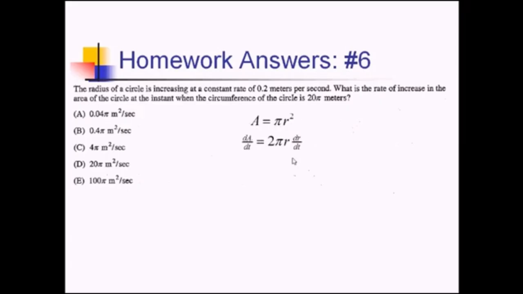And we need to be able to, again, solve for dA/dt. So that means we need to have some way of representing r and dr/dt. So what did they give us? They told us that the radius of the circle was increasing at 0.2 meters per second. So for dr/dt, we'll plug in 0.2. Now how about for r? They did not tell us the radius. They did tell us the circumference.